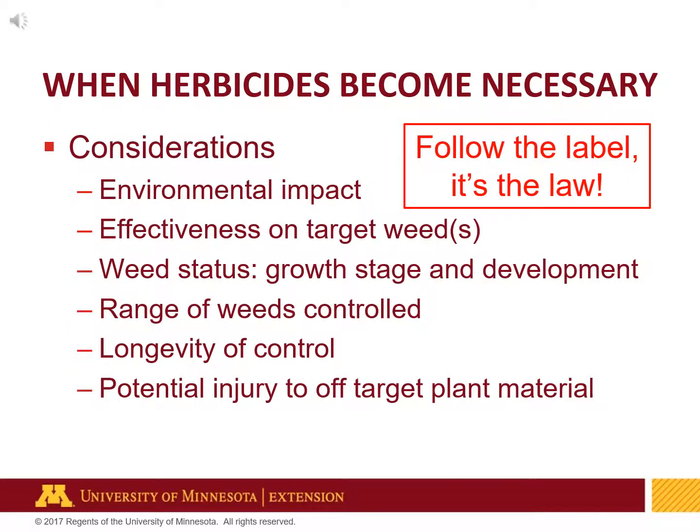If herbicides are deemed to be necessary, here are some important things to consider before the application. The herbicide label will contain information regarding necessary personal protective equipment or PPE. Other things to consider include the environmental impact, the effectiveness on target weeds, the weed's life stage, the range of other weed species controlled, the longevity of control based on the conditions, and finally, the potential injury to non-target plants.